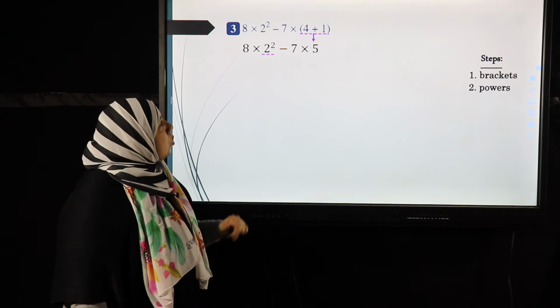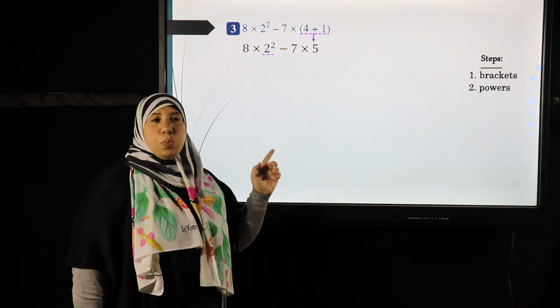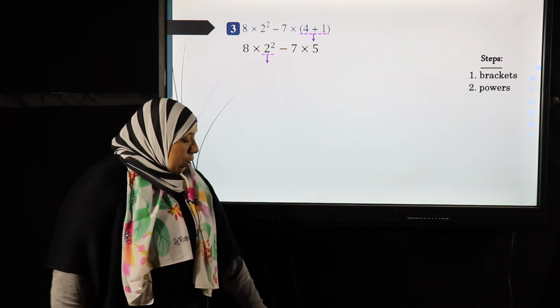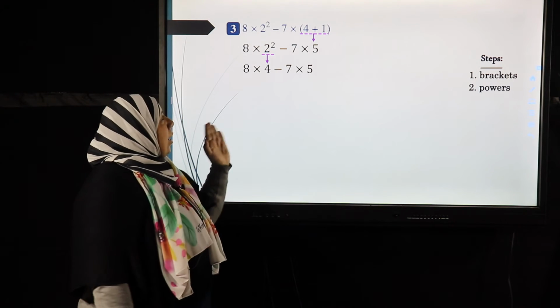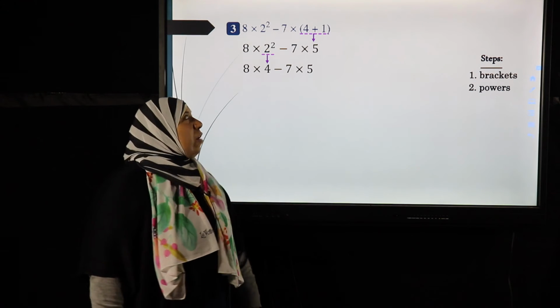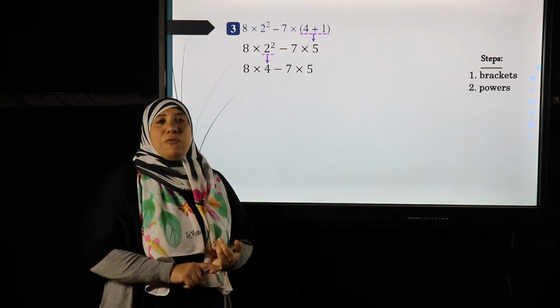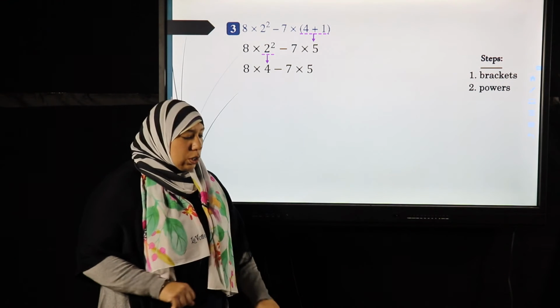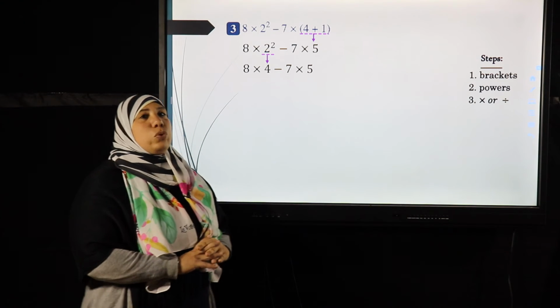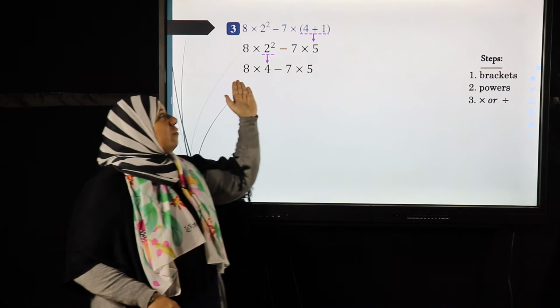Here, step number 2 is the powers. If you have 2 power 2 like this, we should evaluate the powers, and it's in its place also. You have 8 times 2 power 2, which is 4, minus 7 times 5. Now I have evaluated the first 2 steps. We will go to step number 3, which is dividing or times from left to right. I come from left here.